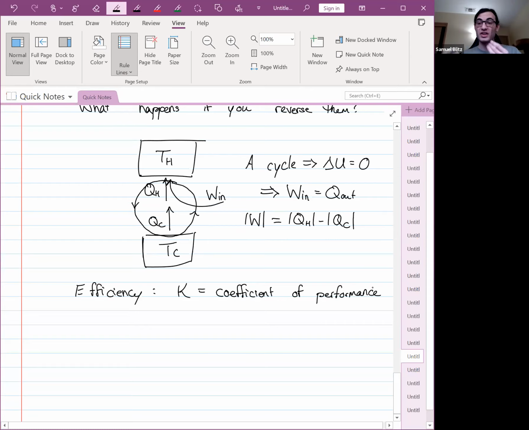The reason why we use a different notion of efficiency is because otherwise we could get an efficiency of greater than 1. So K is equal to the amount of heat that's removed from the cold reservoir divided by the amount of work that you have to put in.